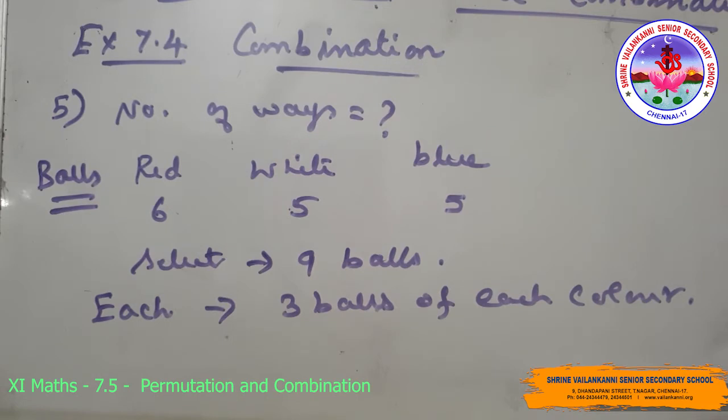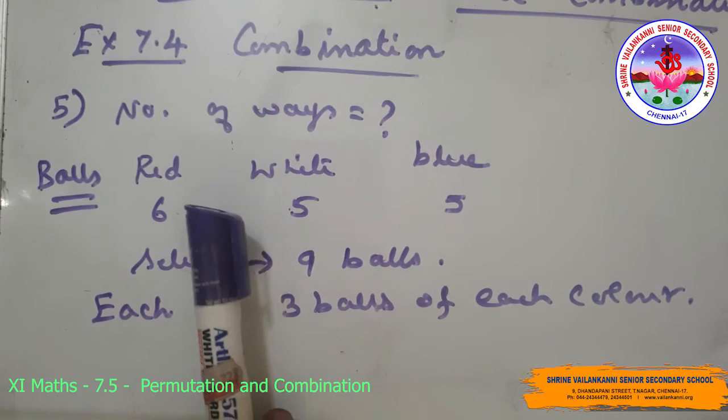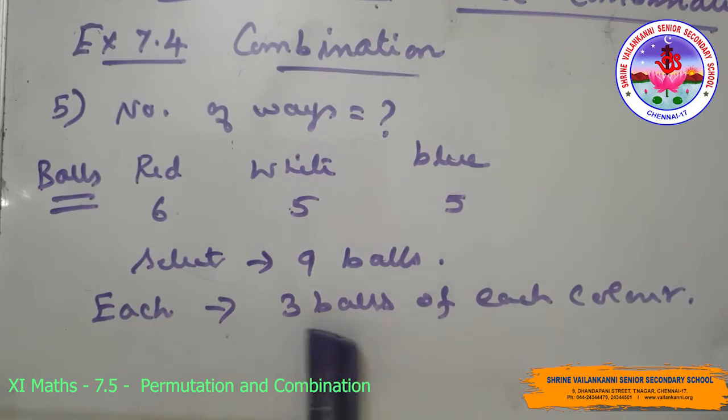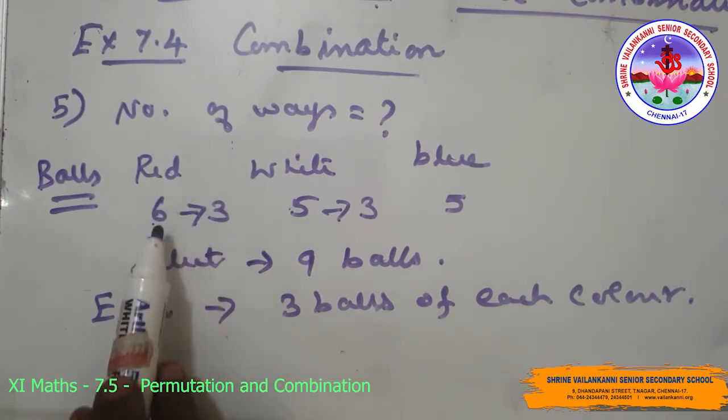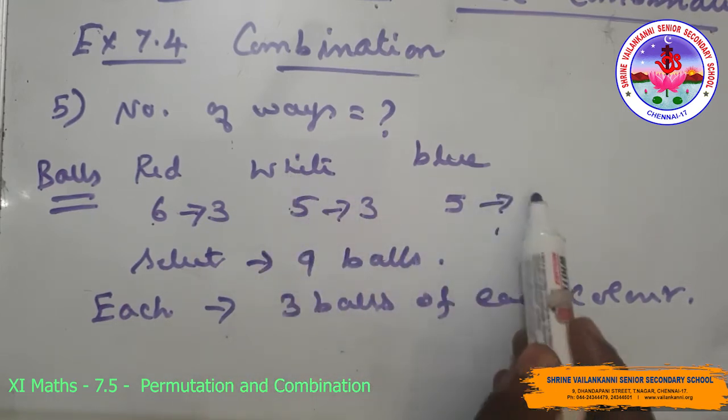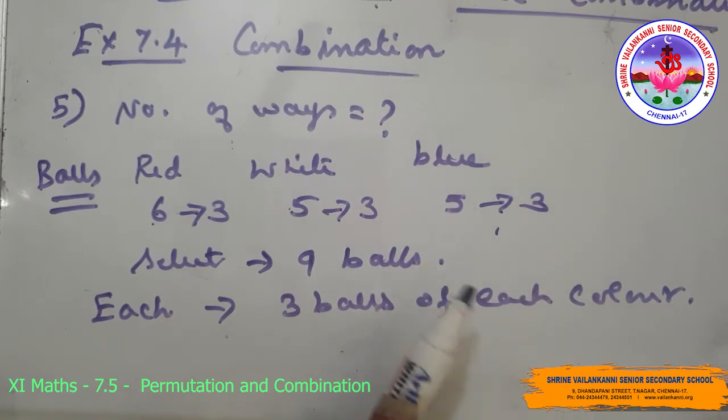Fifth question, find the number of ways of selecting 9 balls from 6 red balls, 5 white balls and 5 blue balls if each selection consists of 3 balls of each color. We have 6 red balls, 5 white balls and 5 blue balls, in which we have to select 9 balls, and each selection consists of 3 balls of each color. So we have to select 3 red balls from 6 red balls, 3 white balls from 5 white balls and 3 blue balls from 5 blue balls.